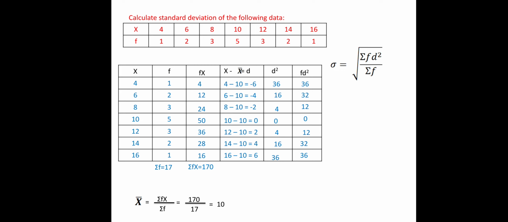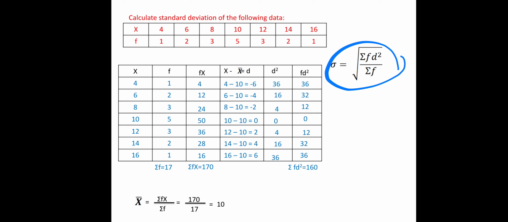Lastly, in the formula again you recheck, this is summation of fd square. So you need to sum up all these values. Okay, so summation of fd square is 160. Now you have got all the values, and we shall now keep all these values in this formula.